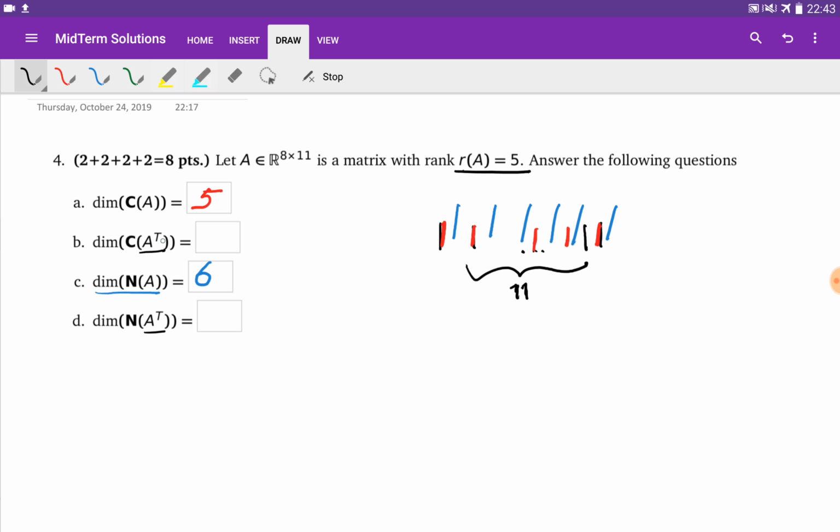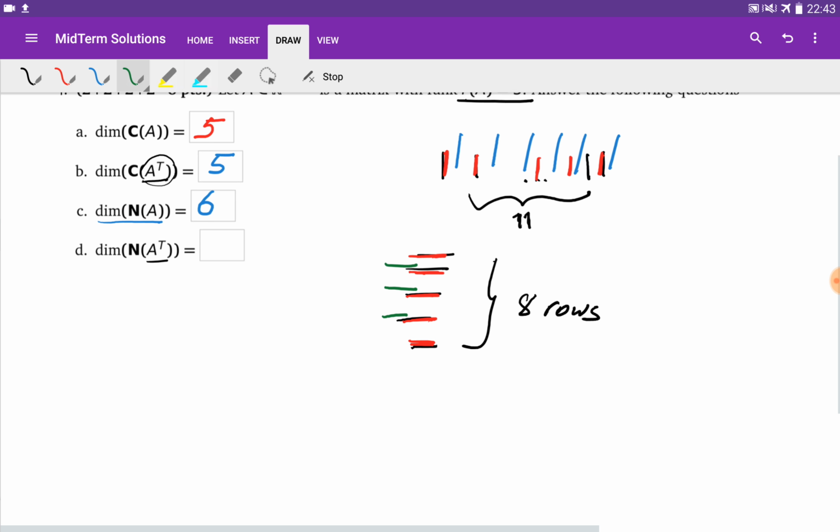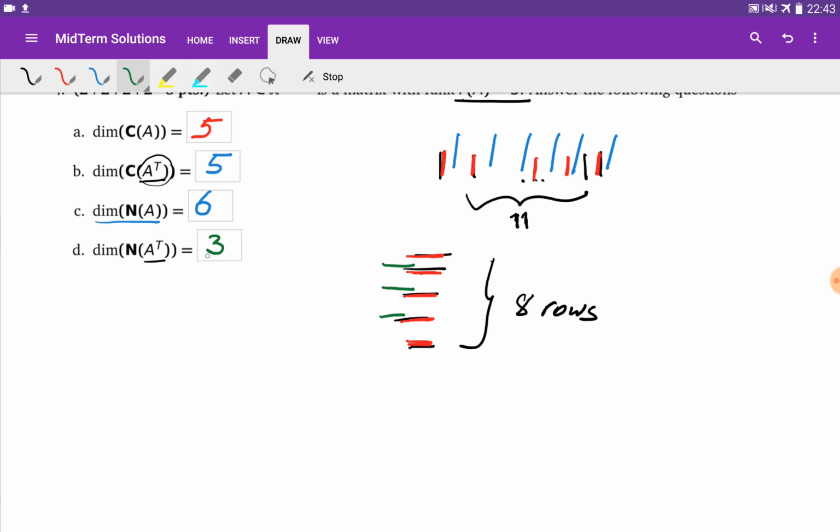Now when we are talking about A transpose, or the row space, I've got the 8 rows, and since the matrix has 5 pivots, it means that 5 of them are pivot rows. So the row space of this matrix is going to be the linear combination of the independent rows. It is going to be equal to 5 again, and the number of free rows, which is 3, right? It's going to be the dimensionality of the left null space. So it's going to be 3 here.